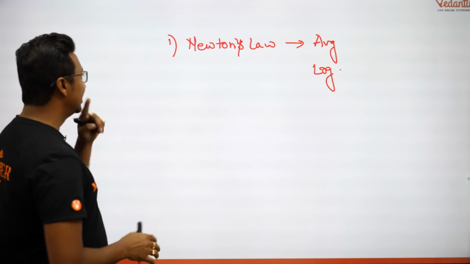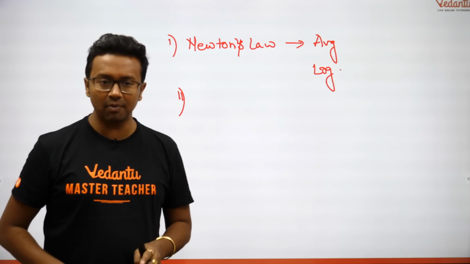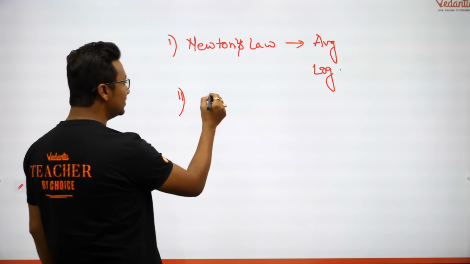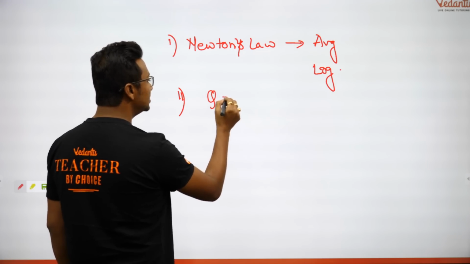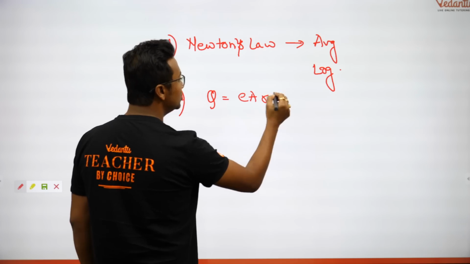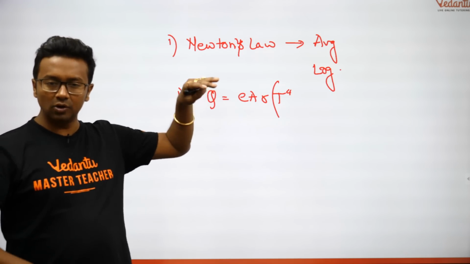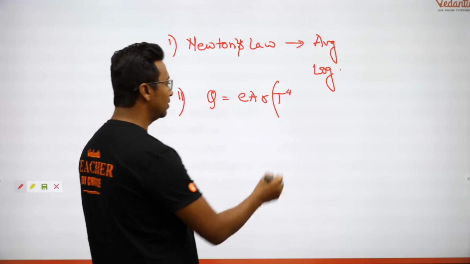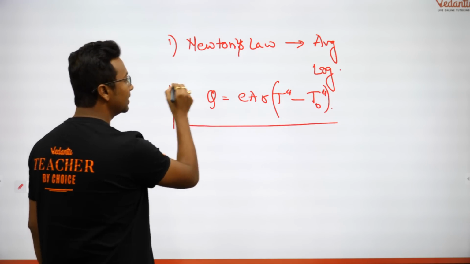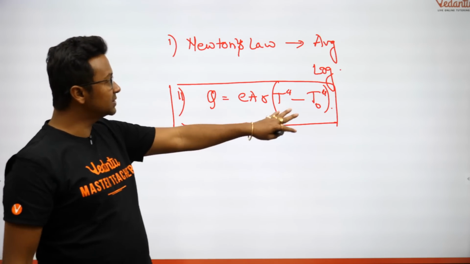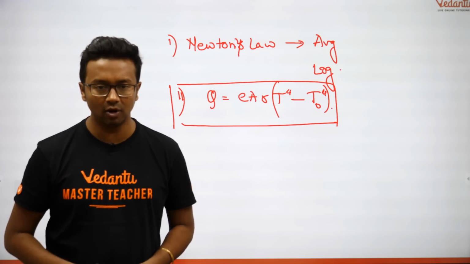Number two, Stefan's law. When you have learnt Stefan's law, it is another very important thing. Focus here. In Stefan's law, the power, or Q is equal to e A sigma T to the power 4. Students, you should always be aware that we also need to consider the surrounding temperature. If the surrounding temperature is T naught, you need to consider this as well. Sometimes there are questions in which the surrounding temperature is given and students don't know how to use it.